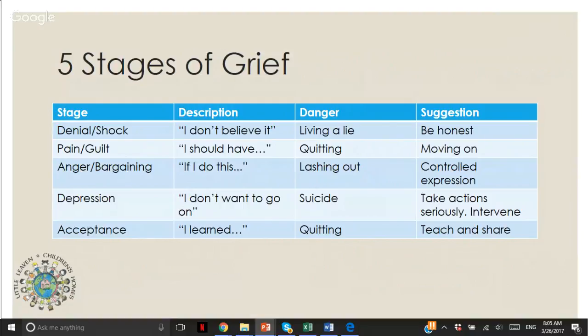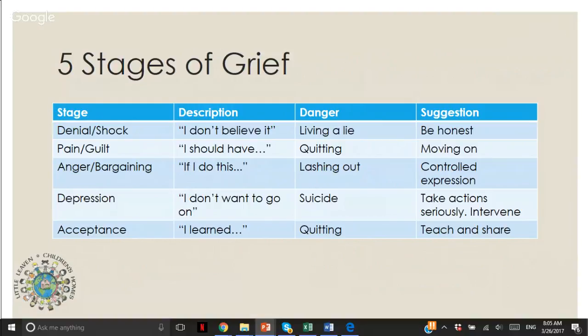Now the danger of this stage, if they don't get out of the denial stage, is that they end up living a lie. So you want them to get out of this stage, but at the same time, you need to realize that this stage is natural. So when someone denies it, you just let it go. They'll eventually come to the truth. And that's kind of really up to the spirit.